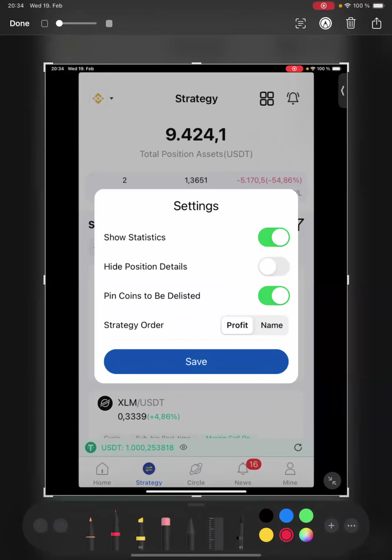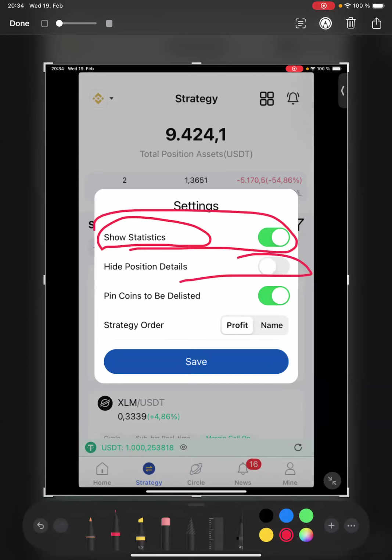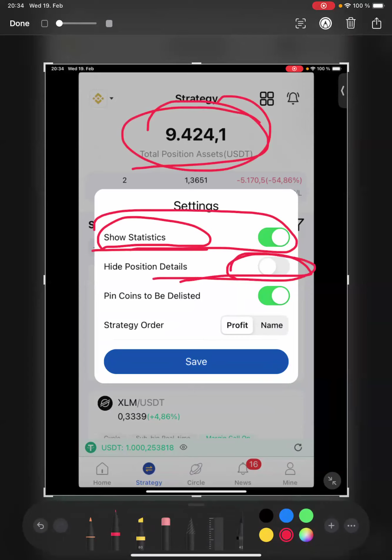Now, if you want to see the statistics, the details of the coin, you want to see the quantity, the average price, the floating loss, and so on, you need to turn on this, then hide position details. Show statistics is the total amount that you have. The hide position details is the details of the coin.